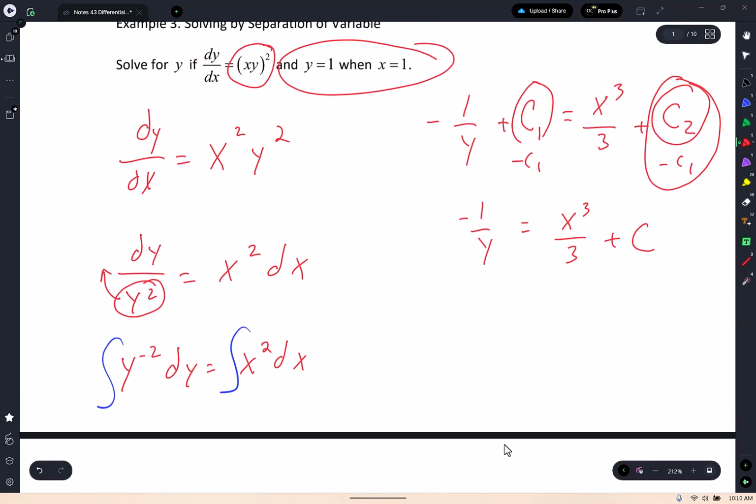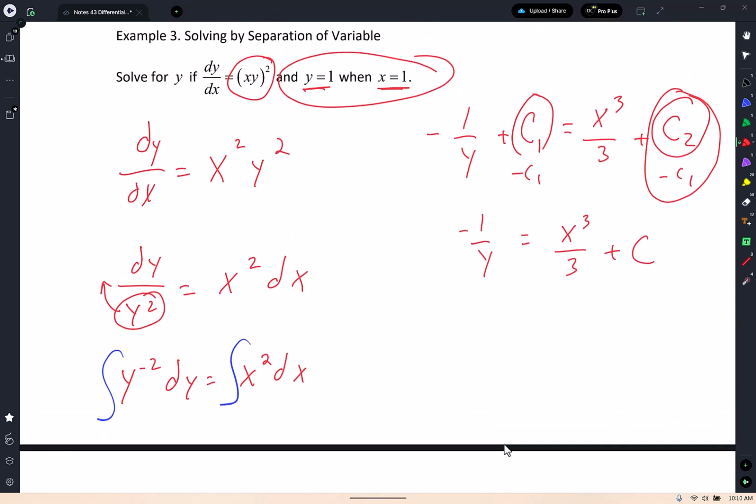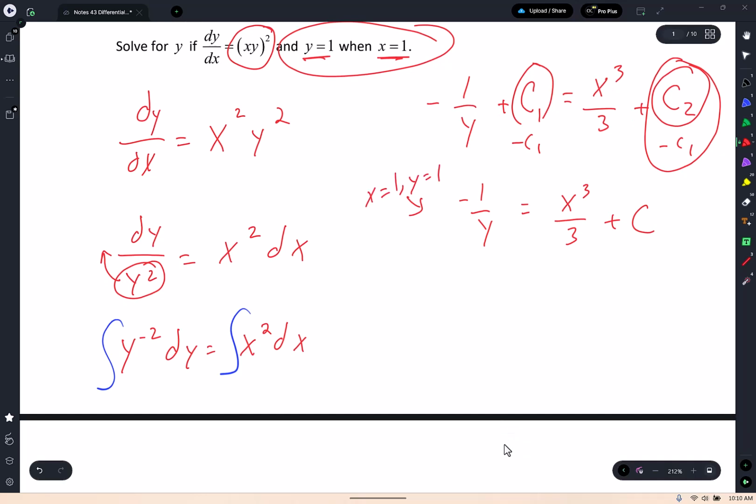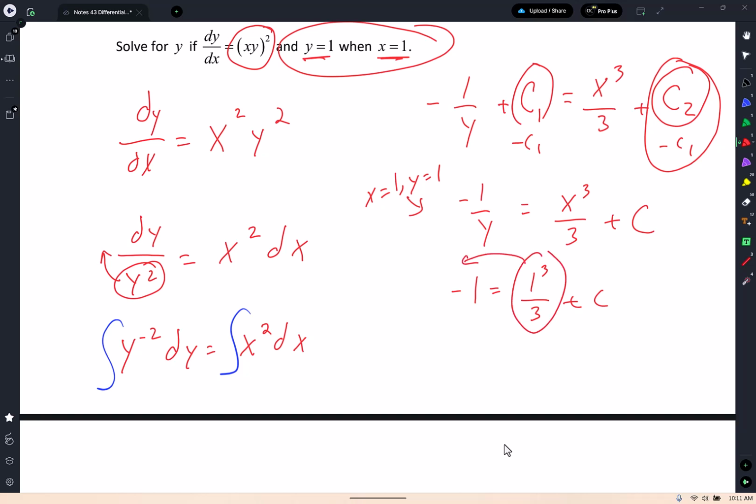So what do I know? When y equals 1, x is 1. Do you guys see that? So I'm going to sub x equals 1, y equals 1. So negative 1 equals 1 to the third power over 3 plus c. Move this 1/3 to the left. Negative 1 minus 1/3 equals c. So negative 4/3 is c.